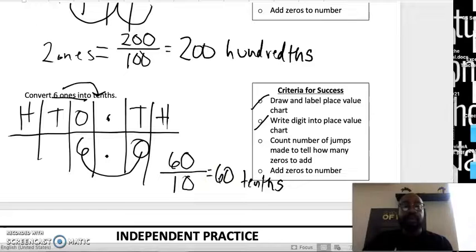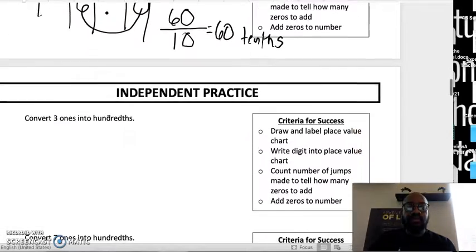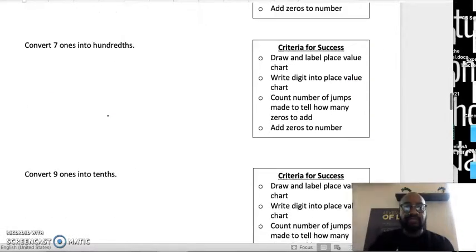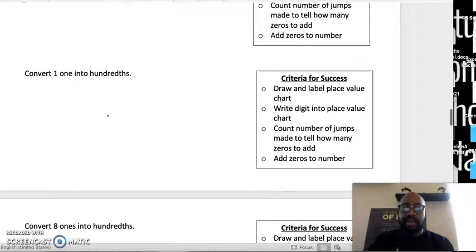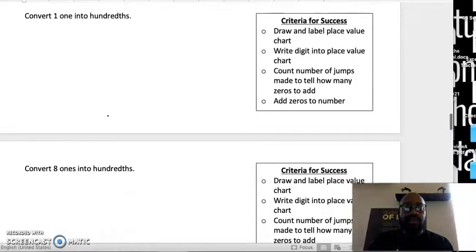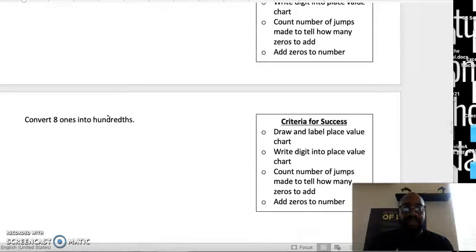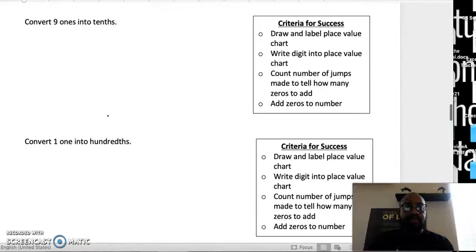The thing you need to remember, most scholars, is to make sure that when you draw your place value chart, you actually jump to the correct place value. Make sure you read to see if they're asking you to jump from the ones to the tenths place, or the ones to the hundredths place. You are going to go through using the same strategy, drawing and labeling your place value chart, writing that number in the correct place value, counting the jumps, and adding the zeros.